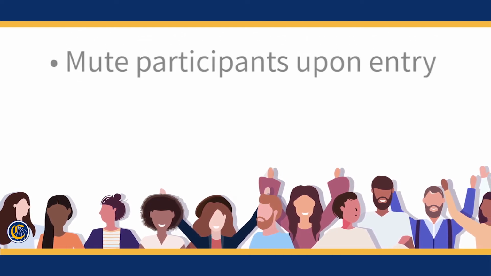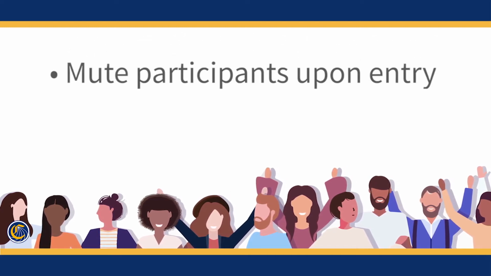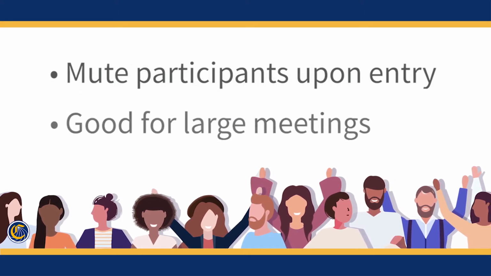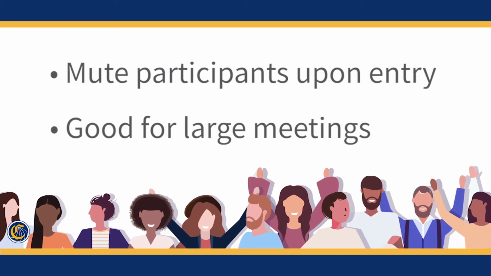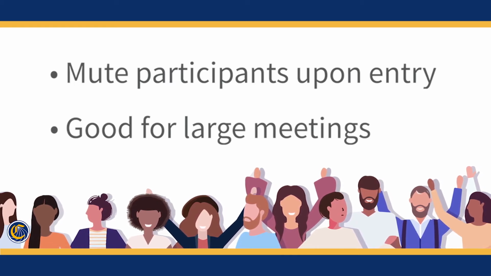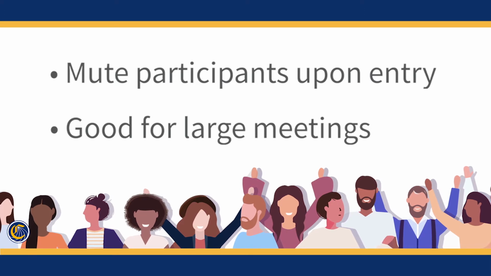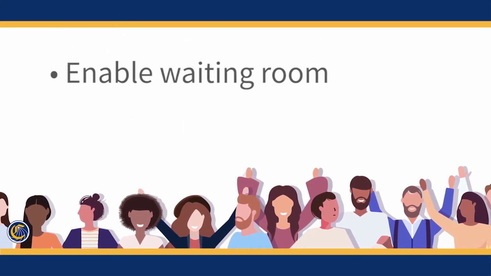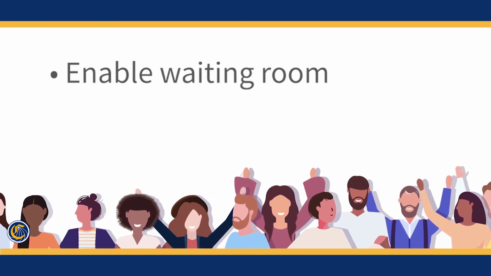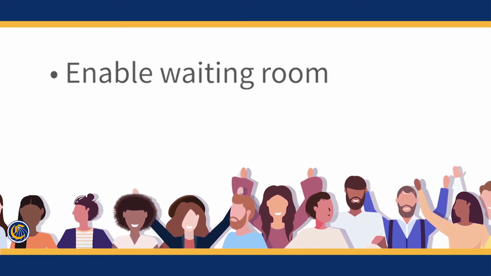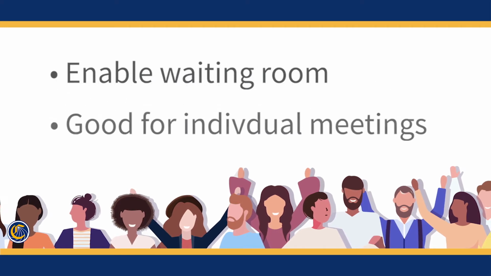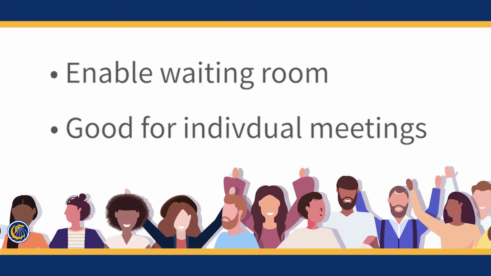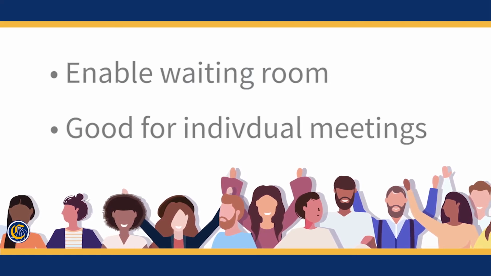Mute participants upon entry should be checked if you want everyone muted from the beginning of the meeting. This may be a good setting to check for large meetings such as campus addresses or other instances where audiences are not expected to directly participate. Enable Waiting Room allows you to delay students joining the meeting until you have approved their entry. This may be a good setting for conducting individual meetings with consecutive people, such as faculty conducting office hours or counselors or other staff meeting with students.